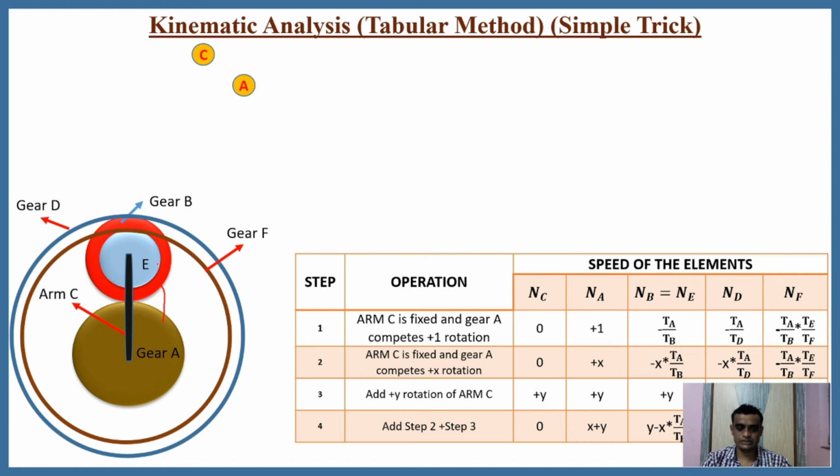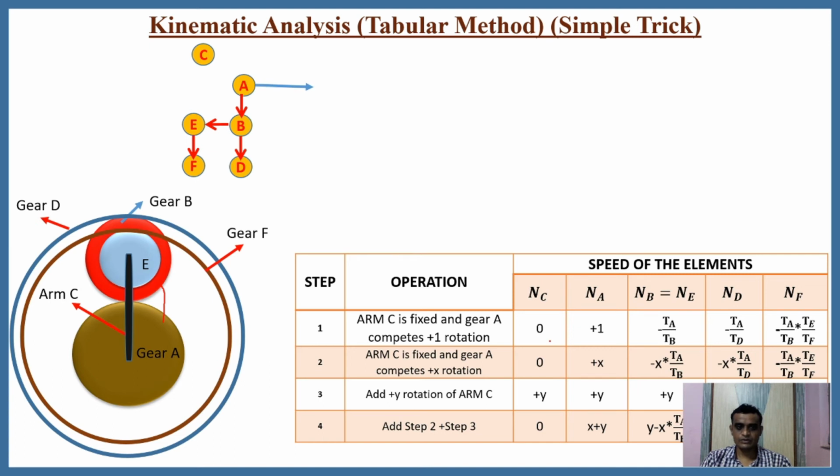I will draw this simple trick over here. C is separate. From A motion is given to B, from B motion is given to D. B and E are the compound gears, that's why B and E have the same speed. And from E motion is given to F. In the same fashion you have to write down the elements: NA, NC, NB, ND, NE. From B motion is given to D, and then the last gear is NF.